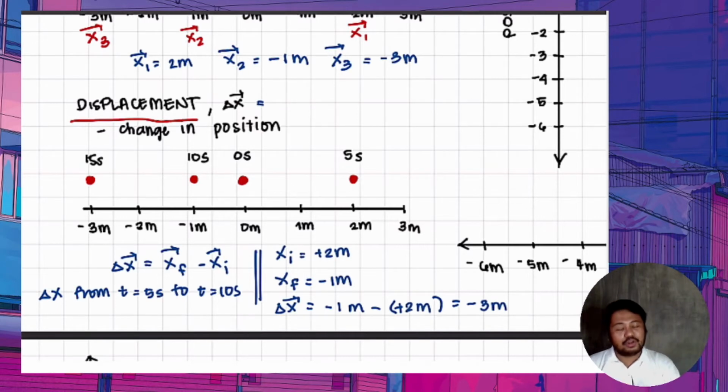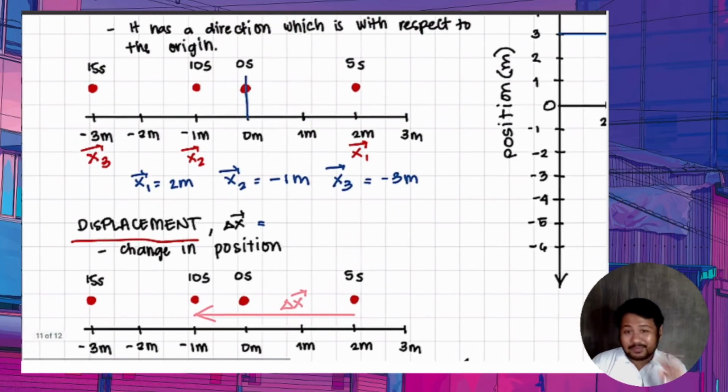And how do we draw that displacement vector? So, that displacement vector is just coming from 5 seconds going to the 10 seconds, or from 2 meters going to negative 1. So, displacement vector natin will be this one. Obviously, the tail of our arrow is coming from the 2 meters. And then the head is going or pointing towards the 10 seconds. This is your displacement vector. Okay?